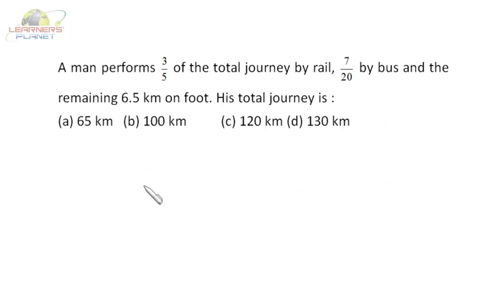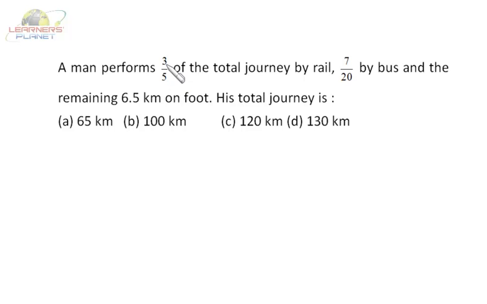Now friends, I hope you can try this question. A man performs 3/5 of the total journey by rail, 7/20 by bus, and remaining 6.5 km on foot. His total journey is. Friends, very simple question, and in fact this question doesn't belong to time, speed and distance. It is just a fraction calculation. Okay. Now let's assume, it's 3/5 of the total journey. That means here it is 7 by 20, here it is 3 by 5.